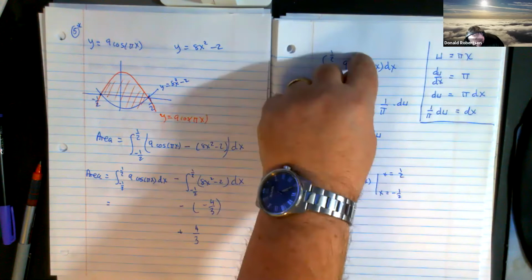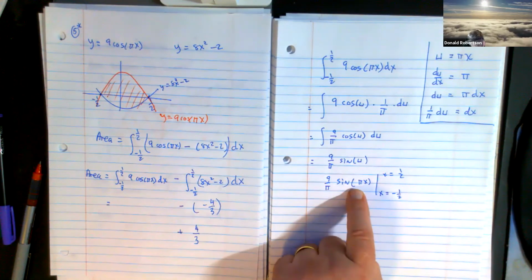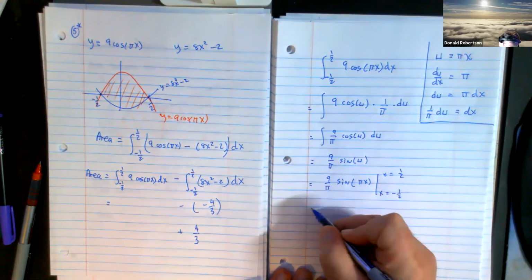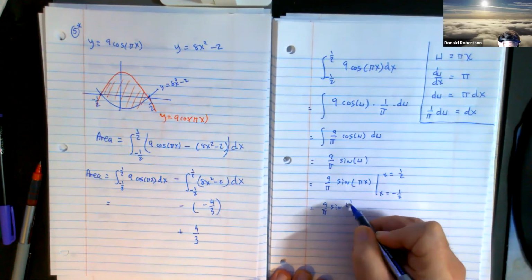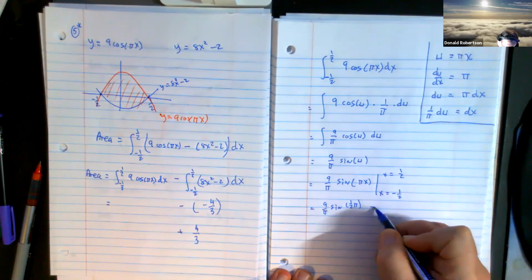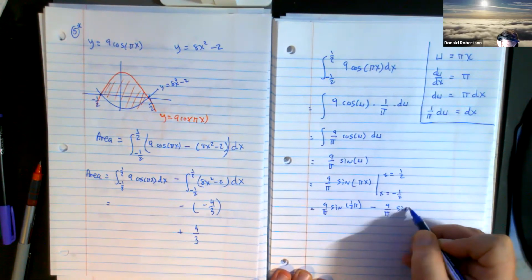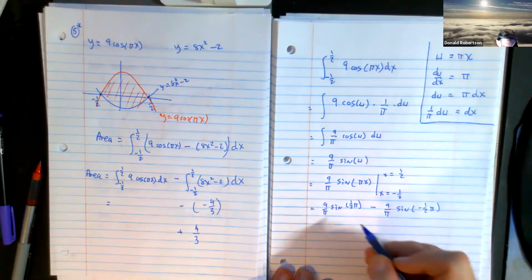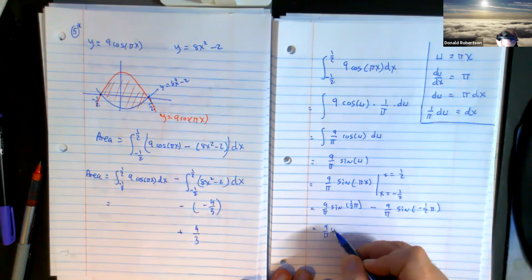So although I did the u sub to get to here, that's only so I can return it to the x's, and then use the limits of integration. So that's going to be 9 over pi, the sine of a half pi, take away 9 over pi, the sine of negative a half pi. The sine of a half pi is 1, so that's 9 over pi times 1.